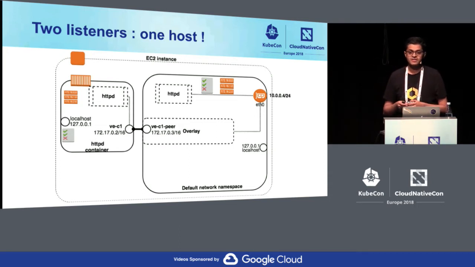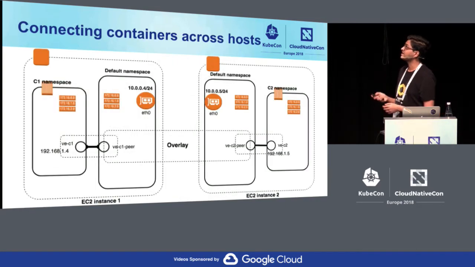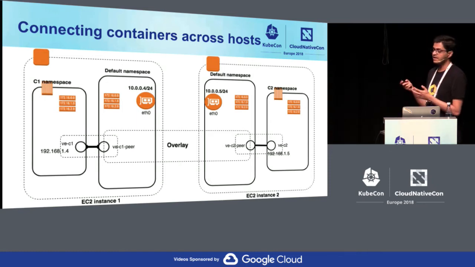V8 pairs. So if we zoom out a little bit more, this is a scenario in which you have multiple containers running in multiple instances. So again, you can replace virtual machine or host for this instance. But the underlying thing here is these containers are connected with each other using an overlay network.